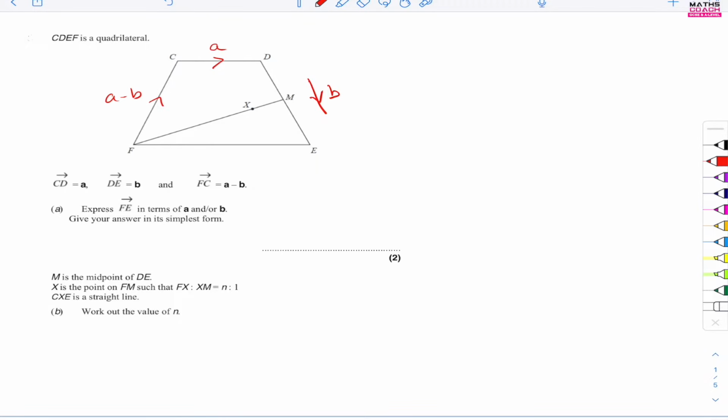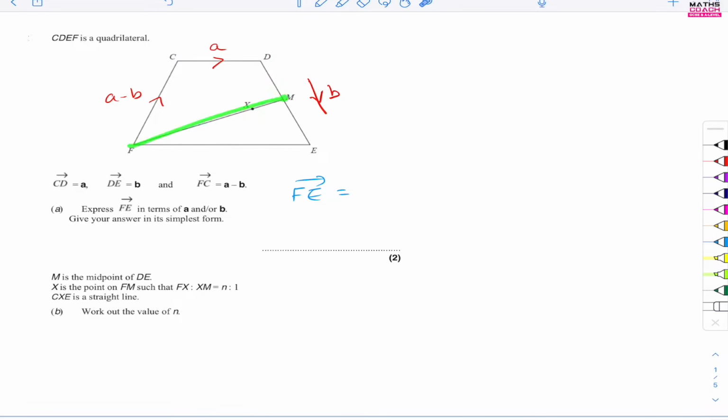The question says that we need to find FE and express it in terms of A and/or B, giving our answer in its simplest form. So if we write down FE, let's trace where F to E is. Here's F and here's E. I want to go from there to there. Now, there's no direct route. I can only use anywhere where I've drawn the arrows. So which way can I go?